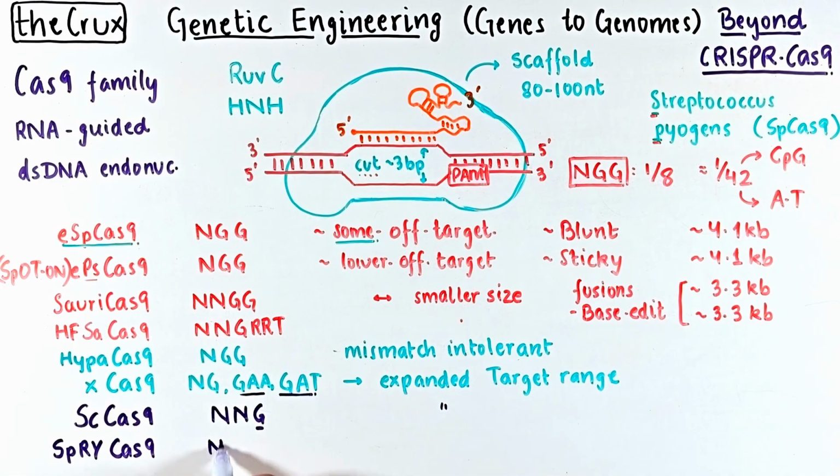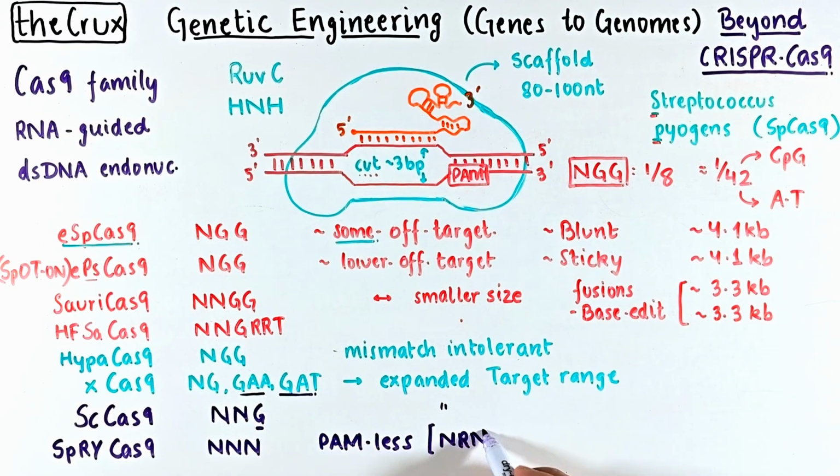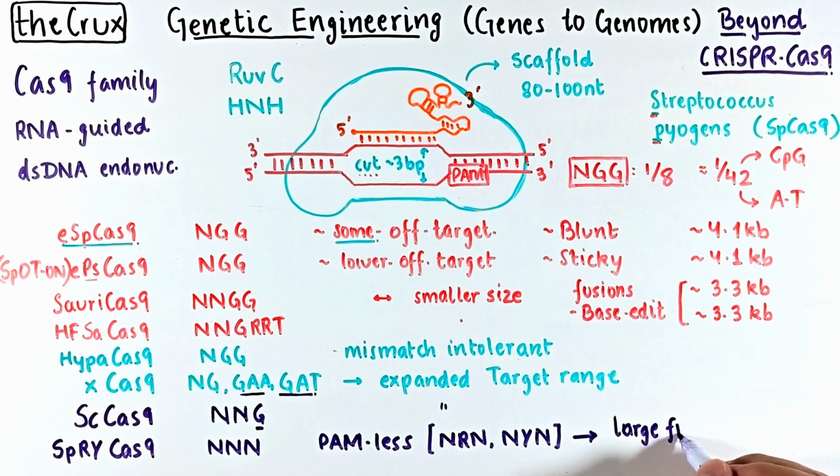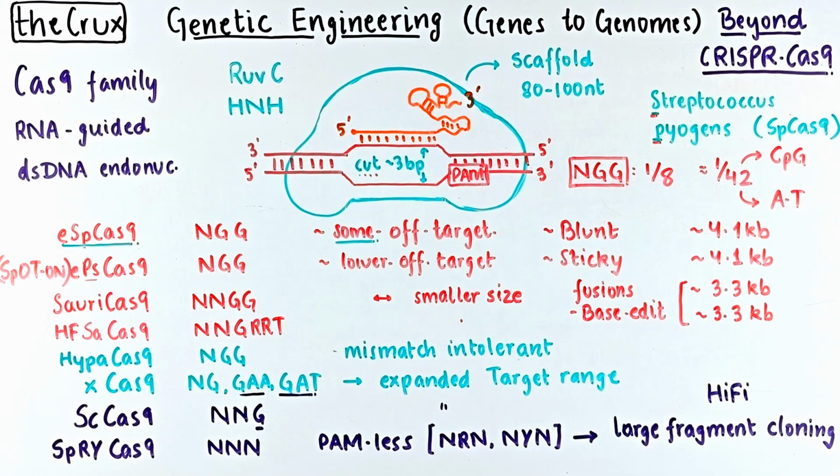Alternatively, there is SpRY-Cas9. SpRY-Cas9 does not have any PAM requirement, although it shows some preference for some sequences. SpRY-Cas9 is also used for restriction of large fragments when cloning gets difficult. You'll sometimes see it in hi-fi cloning methods.